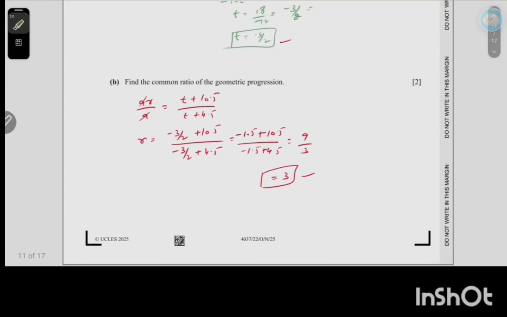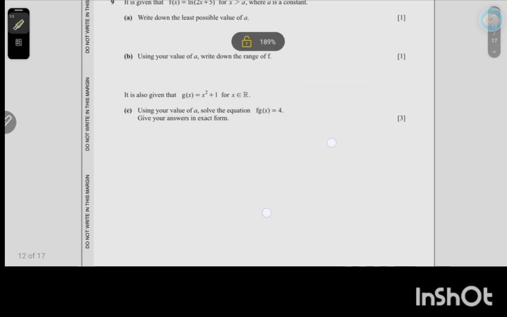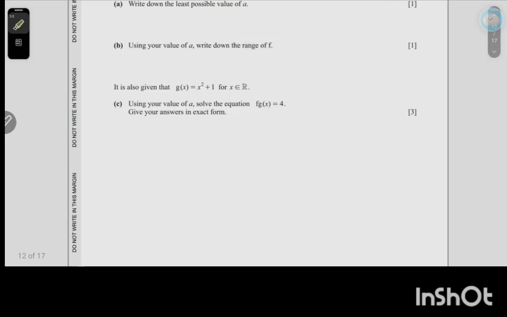So, dear student, hopefully you understand this question. Now move forward, we have to solve the next question. How to solve this question?